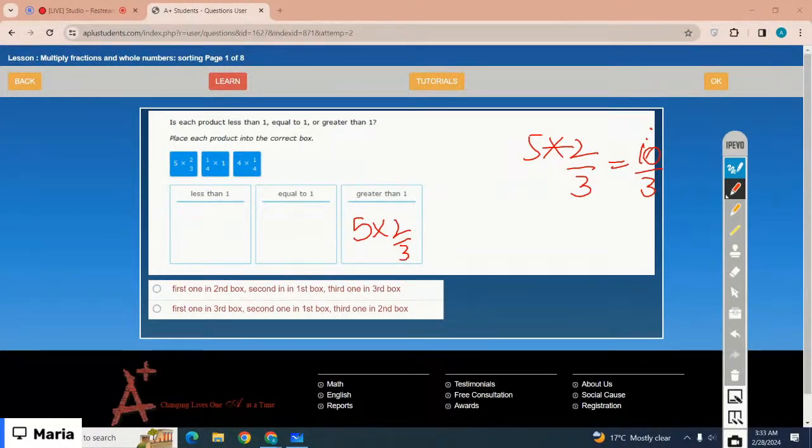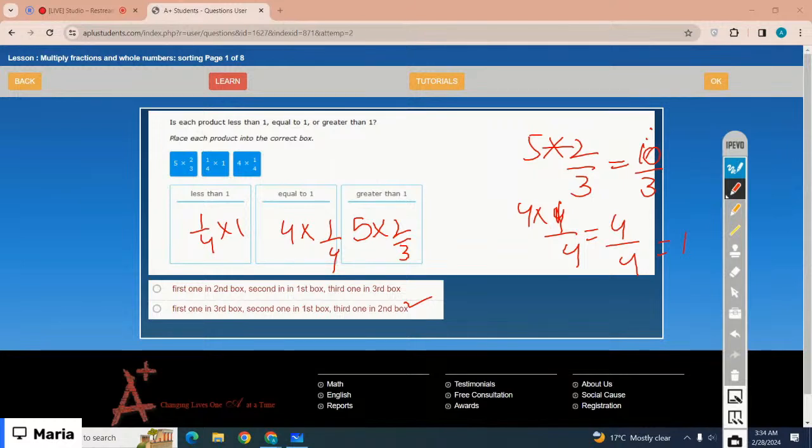Then you have 1 by 4 times 1. So 1 by 4 times 1 means 1 over 4. So 1 over 4 is less than 1. The correct option is the second one, that is 1 by 4 times 1. And 4 times 1 over 4: 4 times 1 is 4, 4 over 4, and 4 over 4 is 1. That means that is equal to 1. So option number 2 is the correct option.